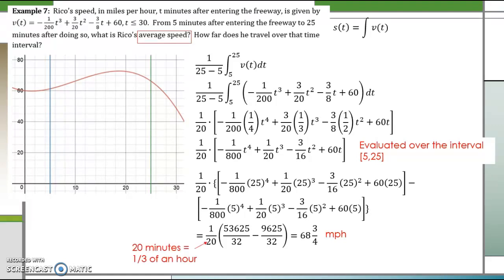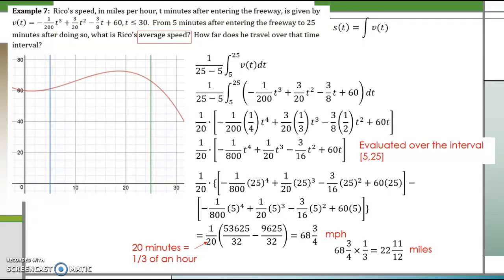However, we're looking at 20 minutes, which is 1/3 of an hour, because we're looking for how far does he travel. This is the speed at which he's traveling. So the speed at which he's traveling is 68 3/4 miles per hour, but now we need to determine how far he went. So how many miles did he go over that time? So since we're taking 1/20th, and this is representing the average minutes that we're looking at, 20 minutes we know is a third of an hour.